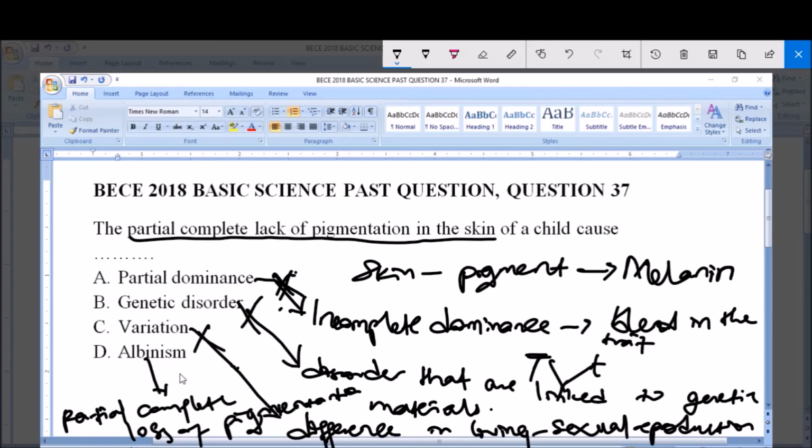But albinism, on the other hand, refers to the lack of pigmentation. So our answer to this question is D, albinism. D is the answer. So the partial complete lack of pigmentation in the skin of a child causes albinism. So D is our answer.